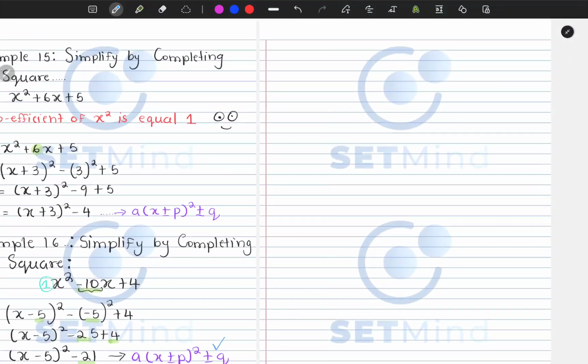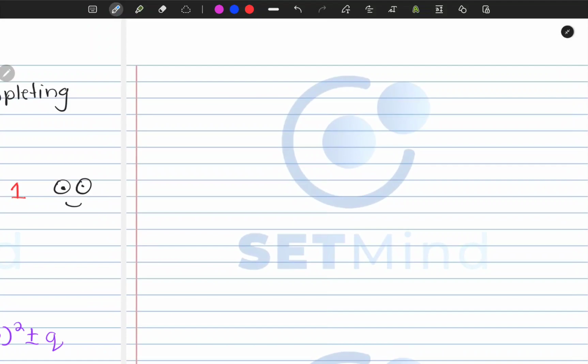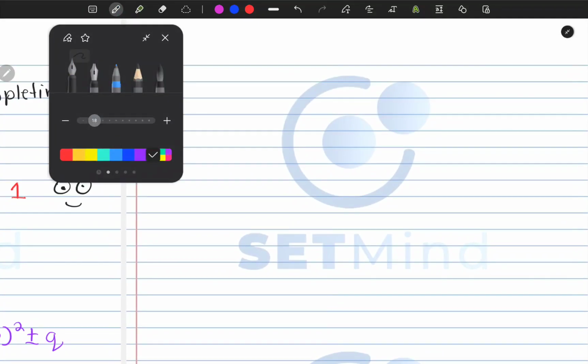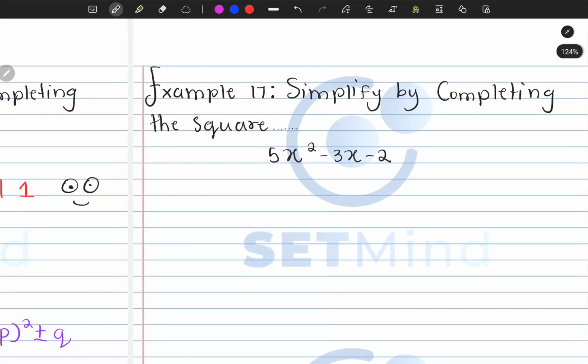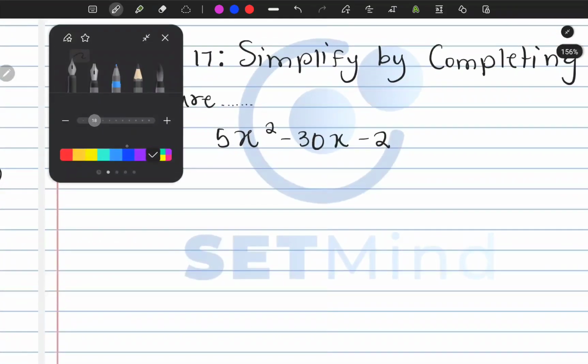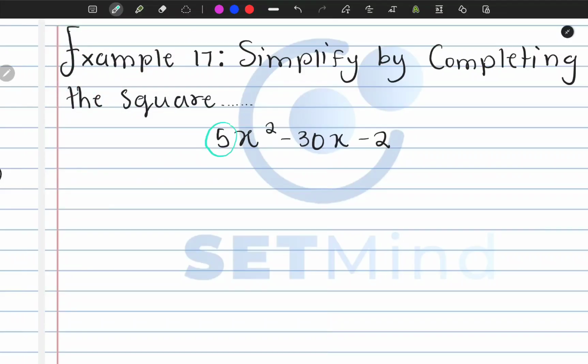So let's go to example 17, where I am still required to complete the square. For example 17, as previously said, we are required to simplify by completing the square. And what we have is 5x squared minus 30x minus 2. When we look carefully here, we can see that the coefficient of x squared is definitely not 1.